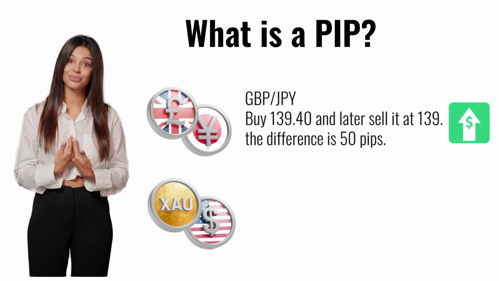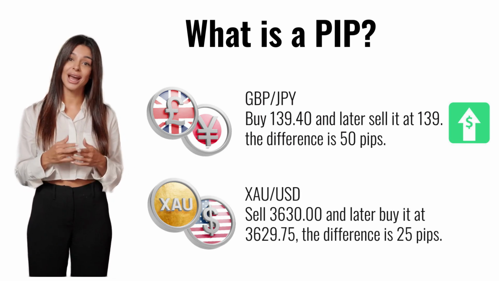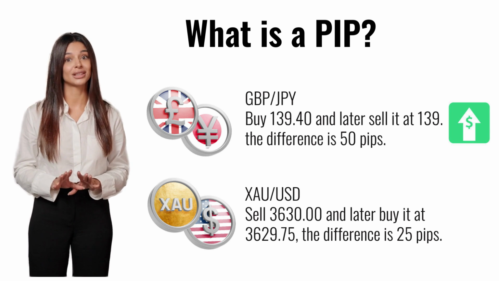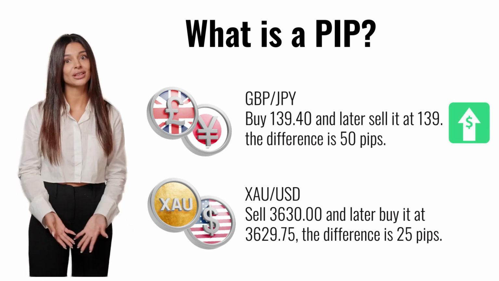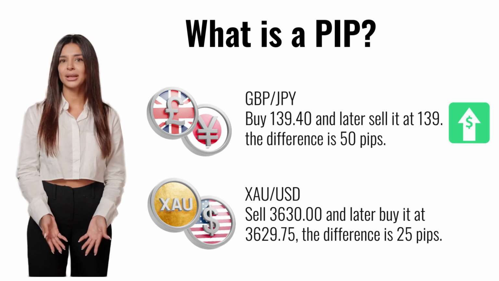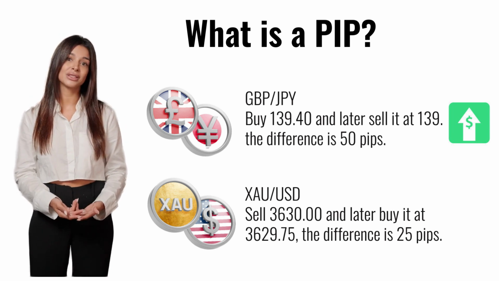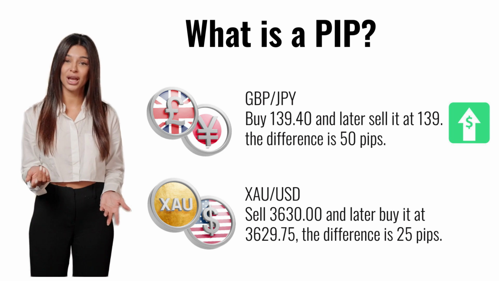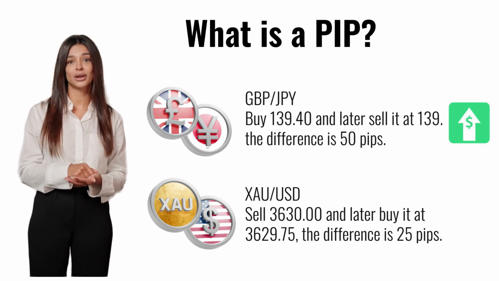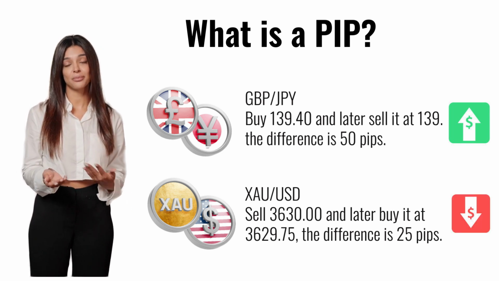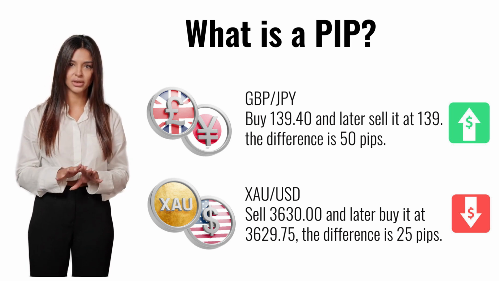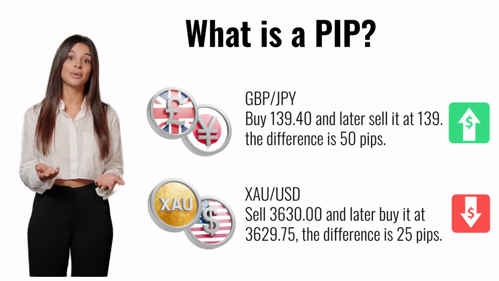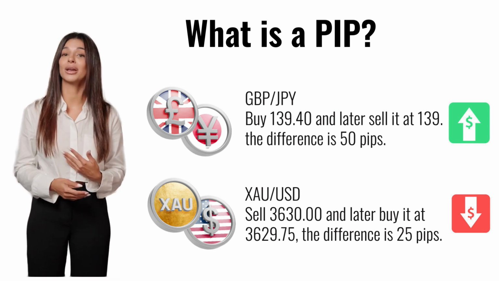Another example, this time with gold, or XAU/USD. Imagine you sell gold at a price of 3,630.00 and later buy it back at 3,629.75. The difference between these two prices is 25 pips, which could be profit or loss. That's how we calculate profit or loss in trading. The pips tell us exactly how far the market has moved.